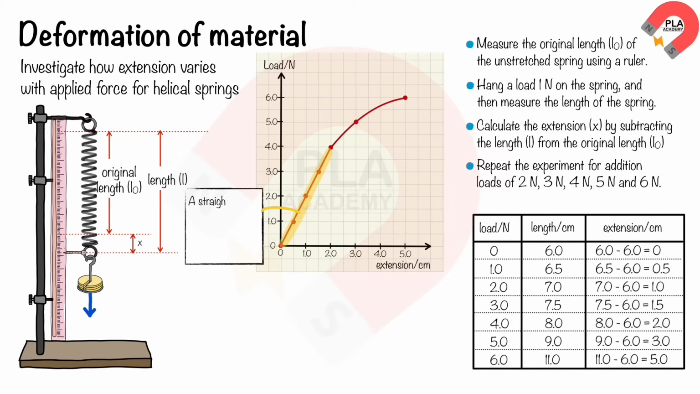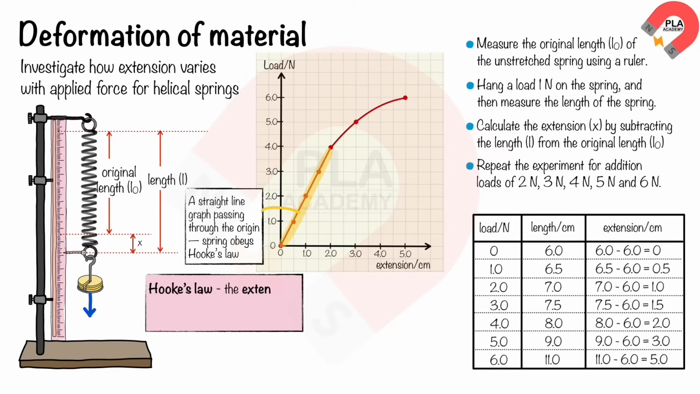Here the result is a straight line graph passing through the origin of the axis. This shows that the spring obeys Hooke's law. Hooke's law states the extension of the spring, string or wire is directly proportional to the force, or load.